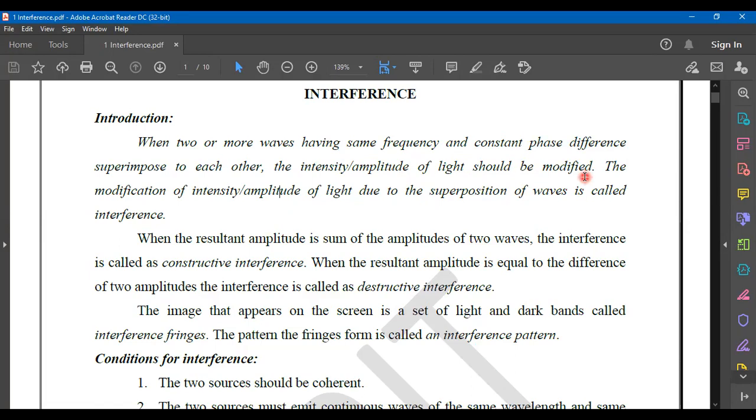Okay. So the intensity is directly proportional to the square of the amplitude. So the intensity is modifying. That means the resultant wave after interference is exhibiting change in intensity. That is, the intensity is being modified. The modification of the intensity of light due to superposition of waves is called interference. So this is the actual definition we need. So please note it down.